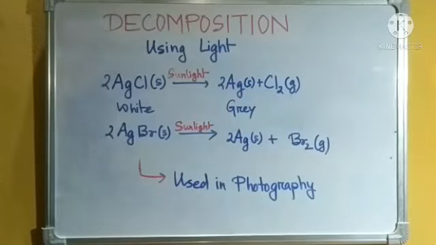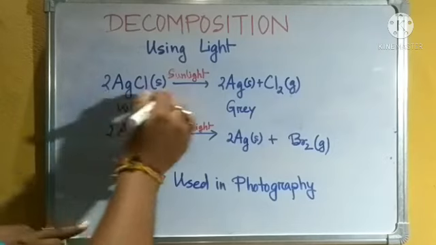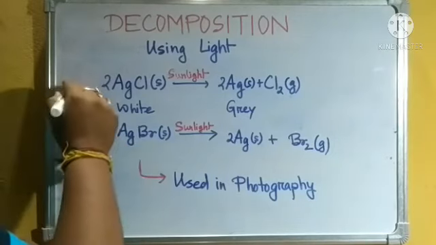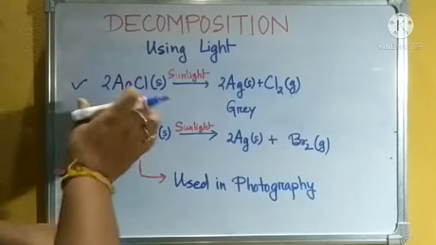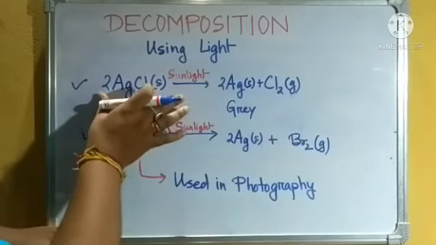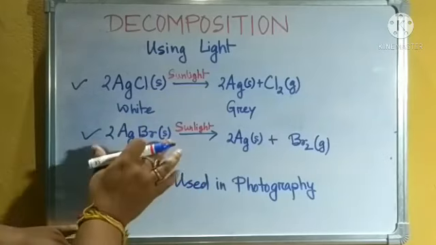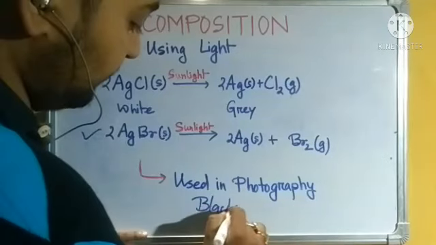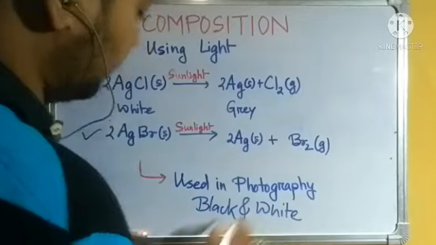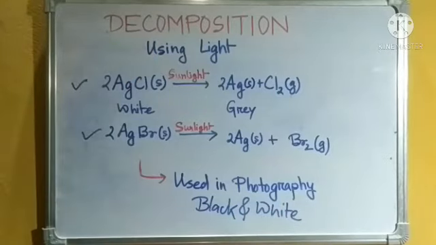Now we are using light as a source of energy to break down a substance. In this case we are breaking down salts of silver: one is silver chloride, the other is silver bromide. Remember, both these reactions are very important for your exam. In most of last year's sample papers, questions from these were common. Why is this important? Because this principle was used in black and white photography.